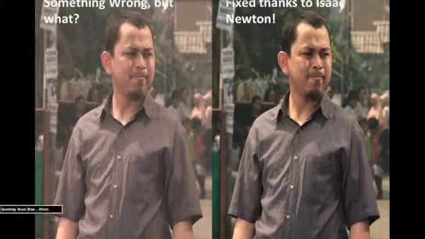Hopefully you can see on the image on the left there's something wrong with it, but what? And on the right, I hope you agree, and I don't know how good the resolution or colour is, the image on the right looks more natural. But how is it fixed? Well, we're going to fix it using Isaac Newton and some things he found.